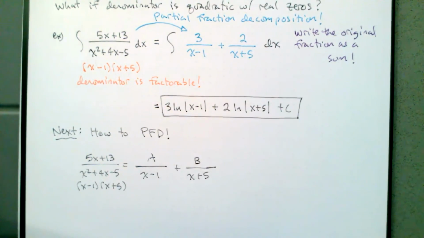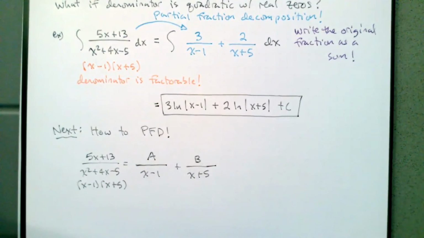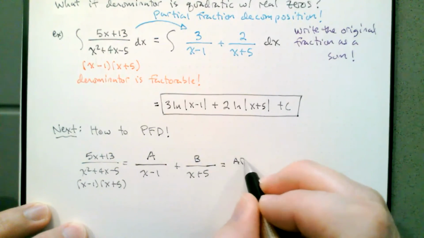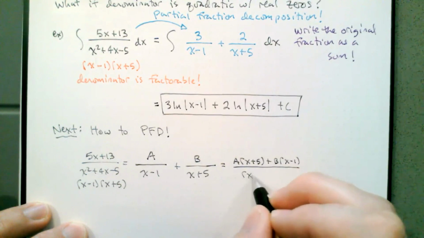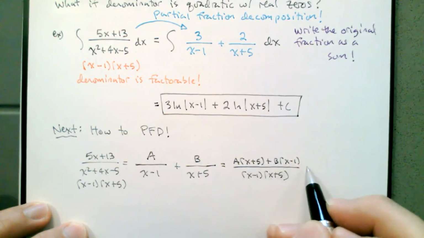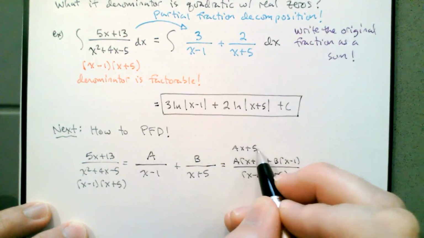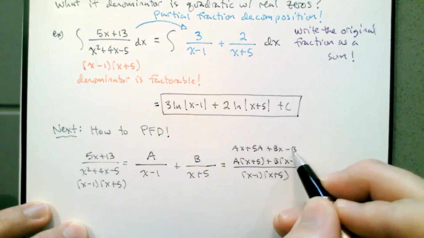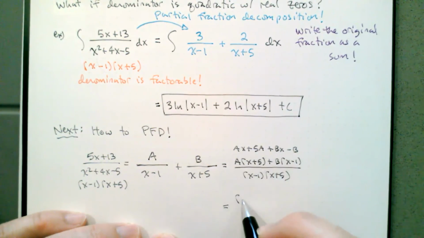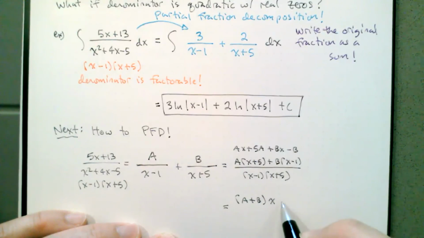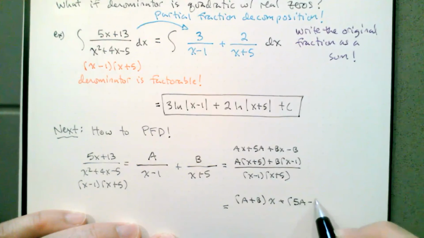So if we know that we're going to have fractions with denominators of x minus 1 and x plus 5, we want those numerators to be constants. Then we just add these two with the a and the b. This is going to be a times x plus 5 plus b times x minus 1 over x minus 1 times x plus 5. Then if we multiply all this out, I've got ax plus 5a plus bx minus b. If I add my like terms, I have a plus b times x, and my constant is 5a minus b.